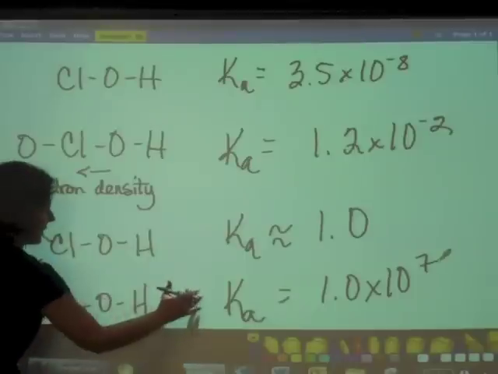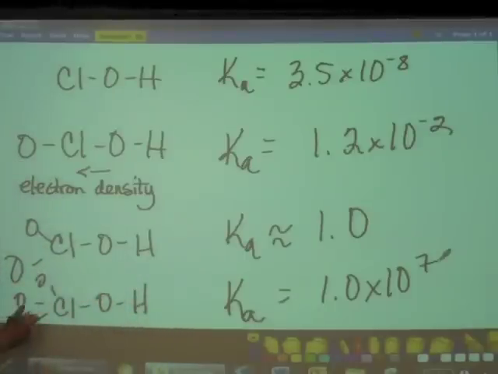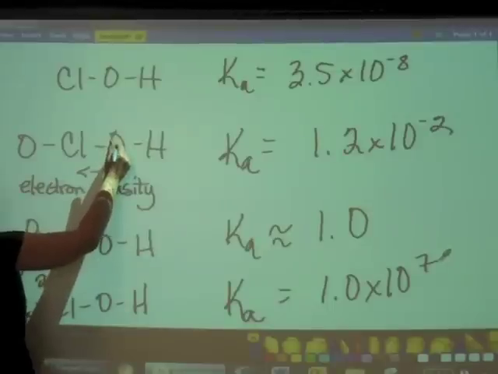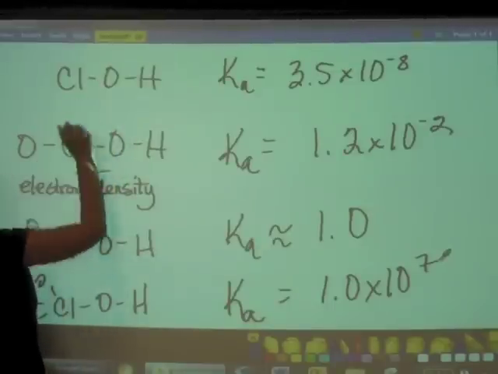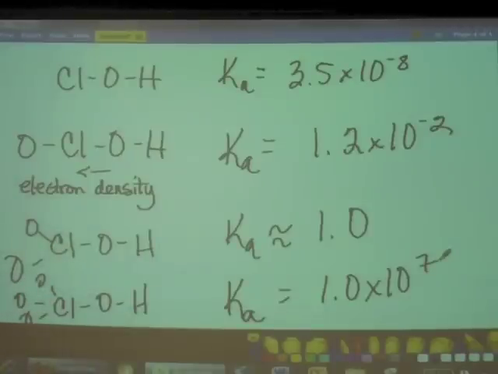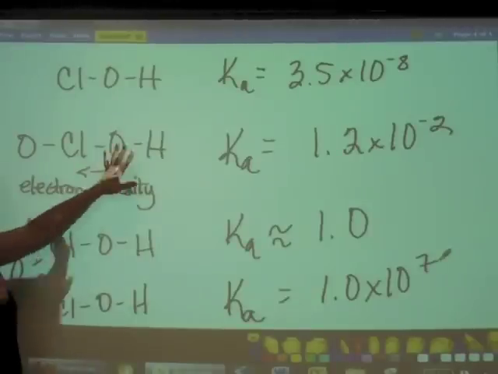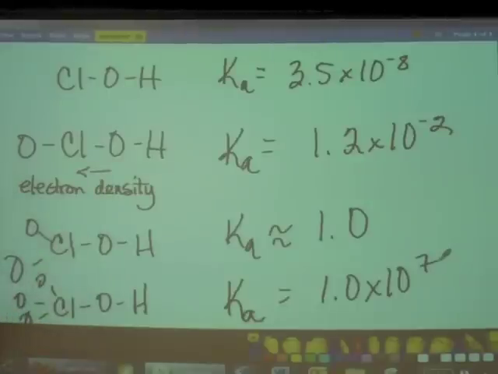It's the same thing with this. It doesn't have much affinity back. Here it's still got a little electronegativity. Here it's got a whole lot. And so the more sticky the hydrogen is, of course, the weaker the acid is going to be.